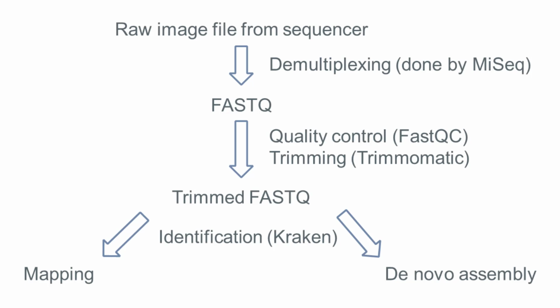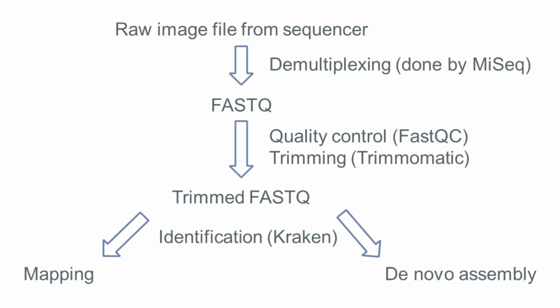When a sample is sequenced, you get a raw image file from the sequencer. As you can run different samples in the same run, these samples have to be separated afterwards. When the sequencing is done on the MiSeq, this demultiplexing is done for us by the instrument, so we get separate FastQ files for each sample.